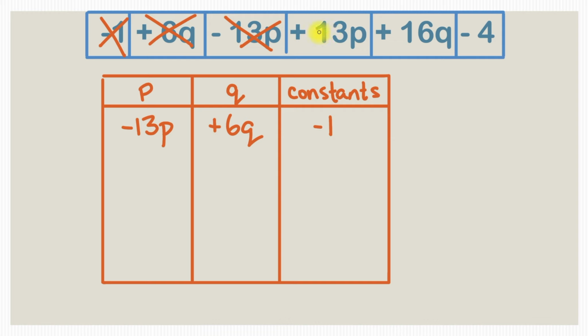The next term is positive 13p. So again, we'll put that in the p column. And then cross it off in the expression. Next, we've got positive 16q. That's a q term, so we'll put it in the q column. And then we'll cross it off here. And that brings us to our last term, which is -4. That's a constant, so I'll put it in the last column because that's the constant column.